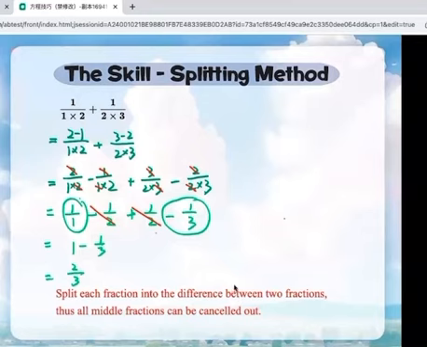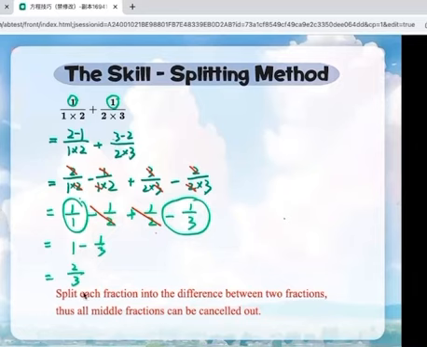And be careful, everyone. This is known as the splitting method, and there's a requirement for using it. We can only use the splitting method when the top number of the fraction is the difference between the two bottom numbers. Say 1 is the difference between 1 and 2, and 1 is the difference between 2 and 3. Under this circumstance, we can use the splitting method. Otherwise, we cannot use that.